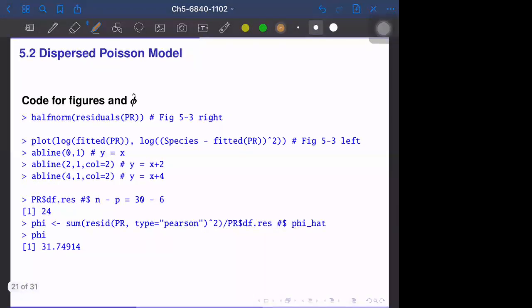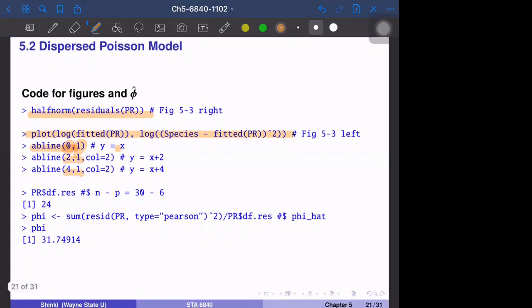And here is the code for the previous two figures. The first one is the half normal QQ plot, and the other one is a plot of the log of the fitted value against the log of the squared y minus the fitted value. The abline that you can see is y equals x. In general, this is y equals 0 plus 1x, and this is 2 plus 1x, and this is 4 plus 1x.